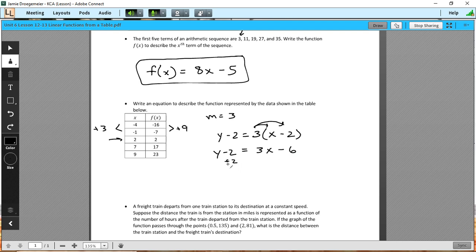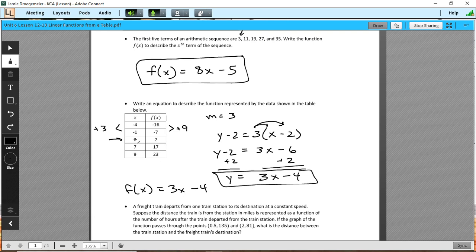And then if I add that 2 to each side to get the y by itself, I get that y equals 3x minus 4. And so this is my equation. And I'm going to go ahead and write it with the function notation. But again, I could check and see if that makes sense. Well, we said the slope was 3. And so if I subtract 3 from negative 7, I get negative 4, so it makes sense that that's going to be my y-intercept. And if you plug in any of those x values into this equation, it should give you the f of x value that we have in the table.